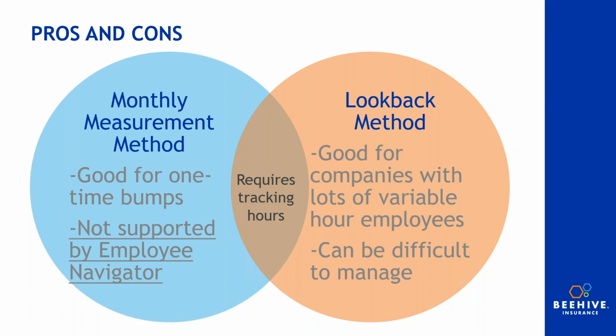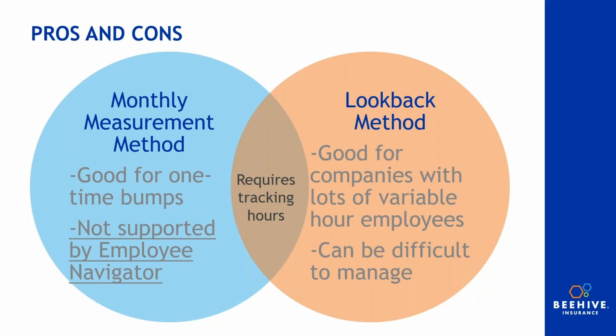So there are some pros and cons with the different methods. The monthly measurement method is good for one-time bumps that are generally predictable. So in the example of our teacher who was going on FMLA, you as an employer might have some warning or some heads up, and you can know and be prepared to offer benefits in that situation. However, the monthly measurement method is not supported by Employee Navigator.